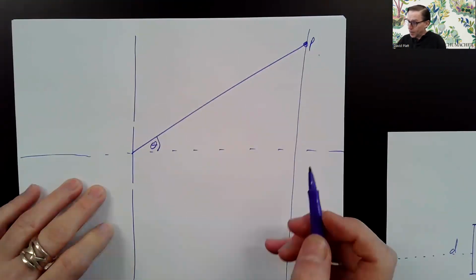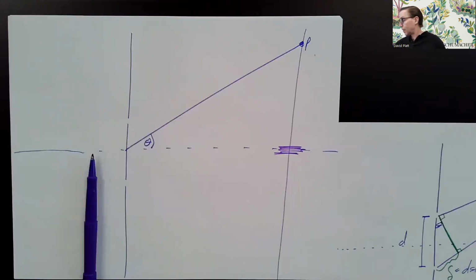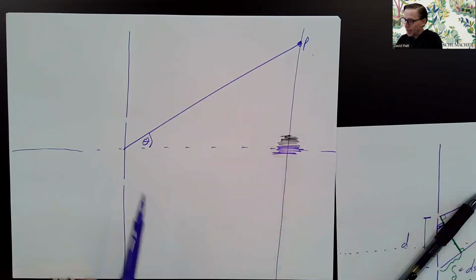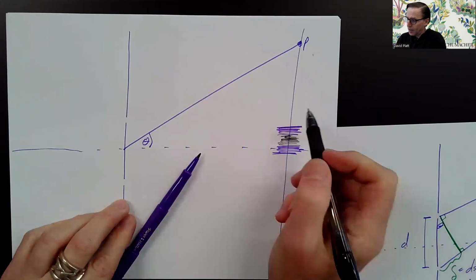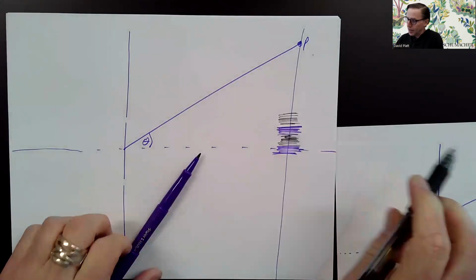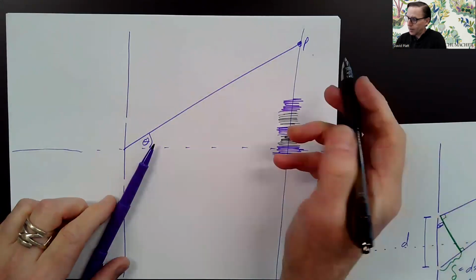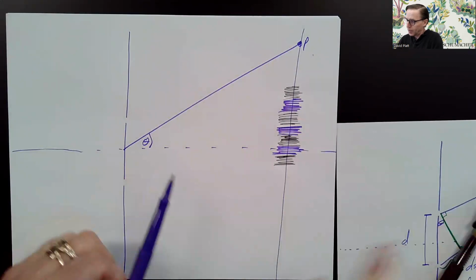So what I see is brightness, and then darkness, and then brightness, and then darkness, and then brightness, and then darkness. And that goes in both directions.